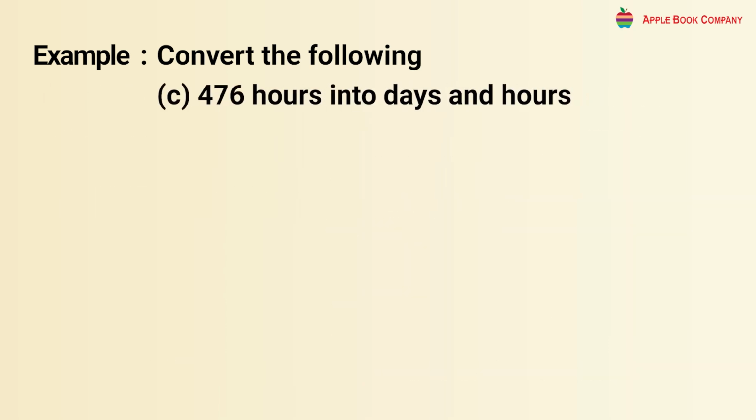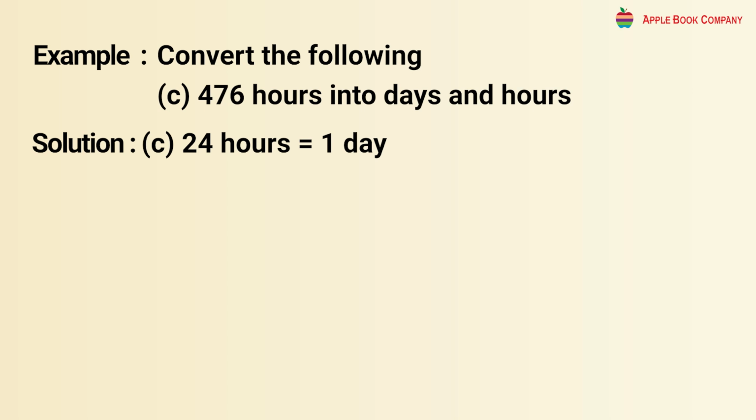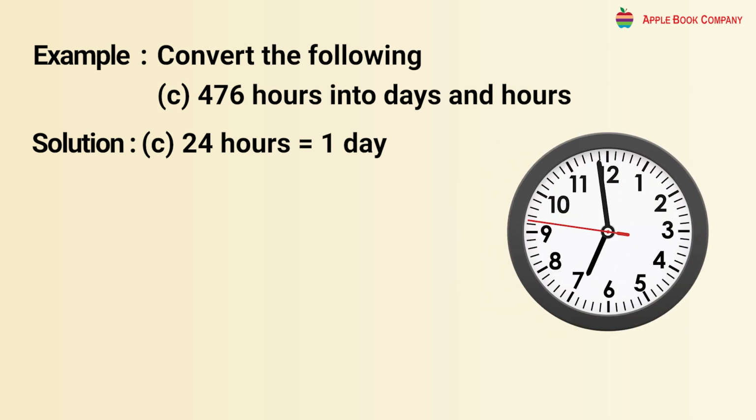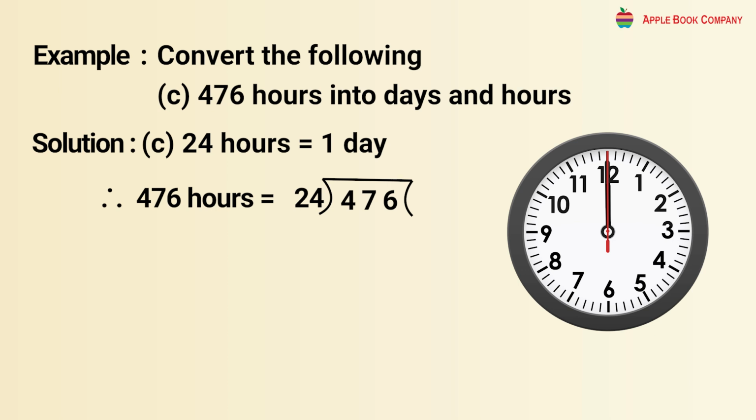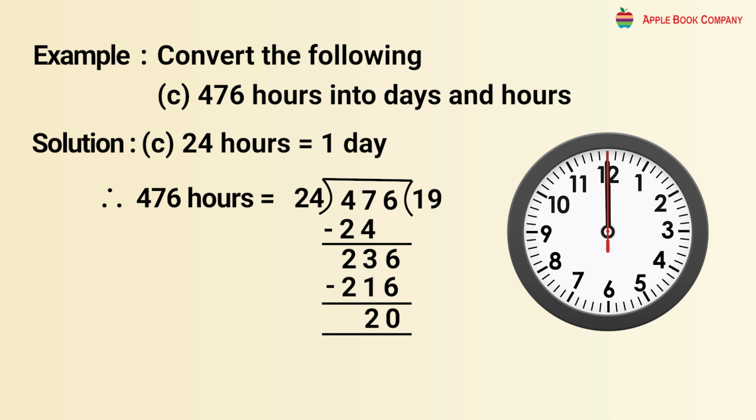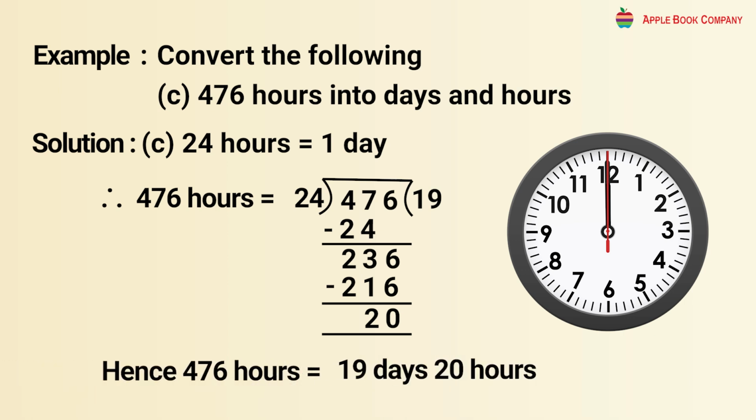C bit: 476 hours into days and hours. We know that 24 hours equals 1 day. Therefore, 476 hours equals 476 divided by 24 days equals 19 days 20 hours. Hence, 476 hours equals 19 days 20 hours.